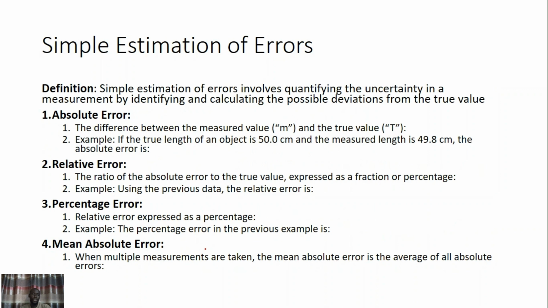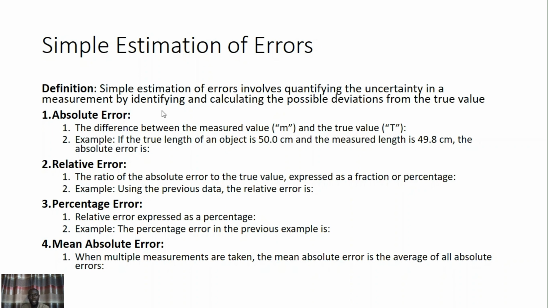Simple estimation of errors involves quantifying the uncertainty in the measurement by identifying and calculating the possible deviation from the true value. All these definitions, you may not mind them much because it's very unusual for them to ask for definitions in JAMB, but it's very important for you to understand the concepts.